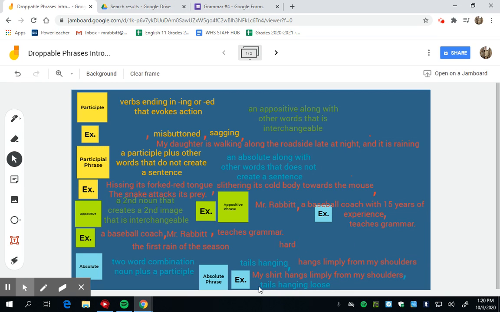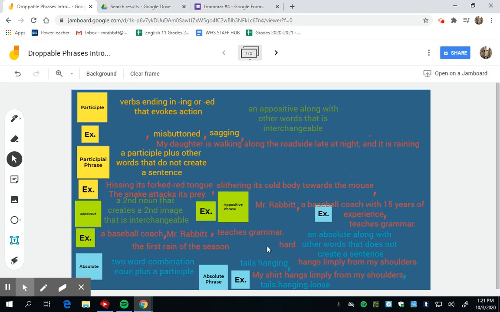So now what I have here, guys, is my noun, tails, the tails of a shirt, and then hanging, my participle, and then words that follow after. Now, with the absolute, what you really want to look at is that our definition for the absolute phrase is an absolute along with other words that do not create a sentence. What we're looking for is a more microscopic look at our noun.